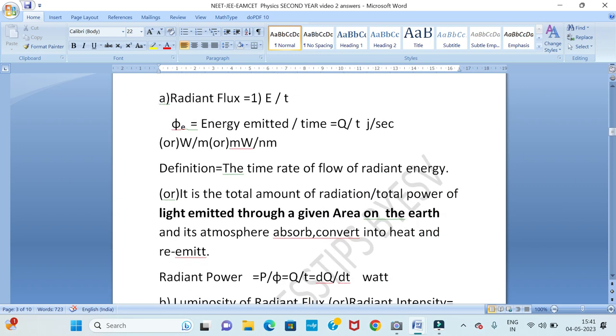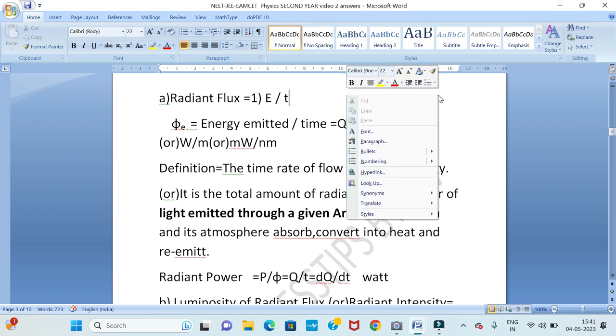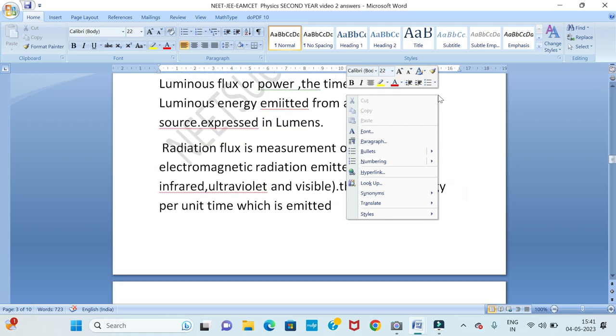For this one, radiant flux. Radiant flux is the radiation or total power of light emitted through a given area. Radiant flux is the radiation or light emitted.